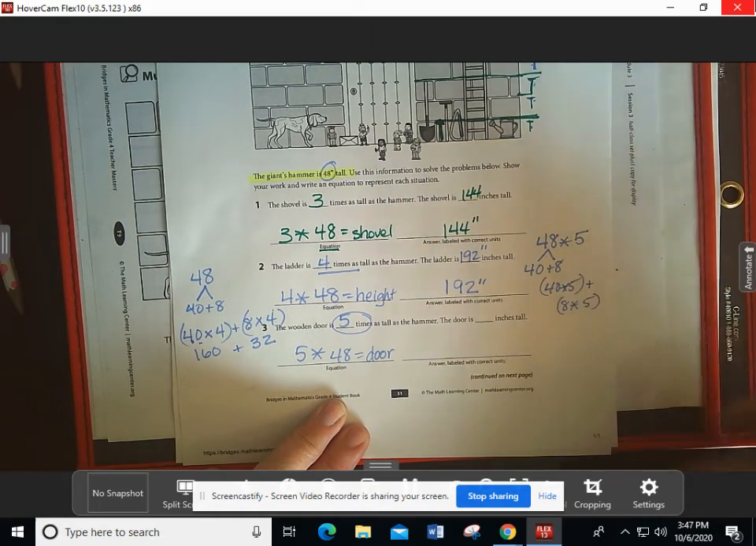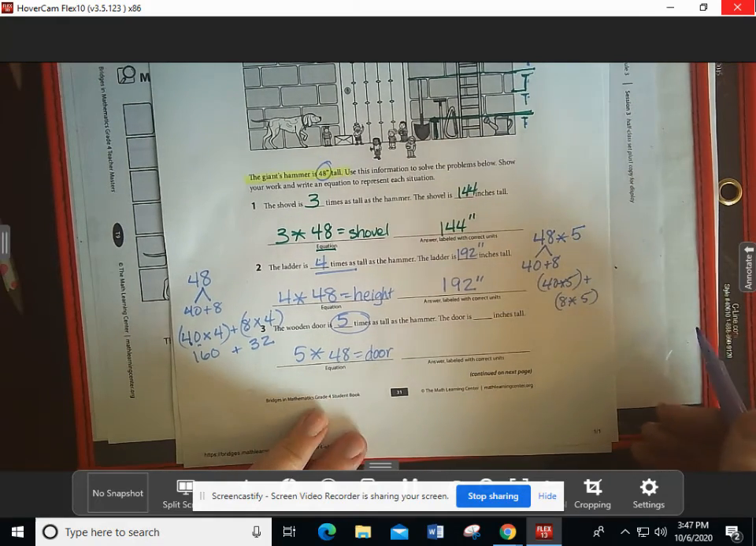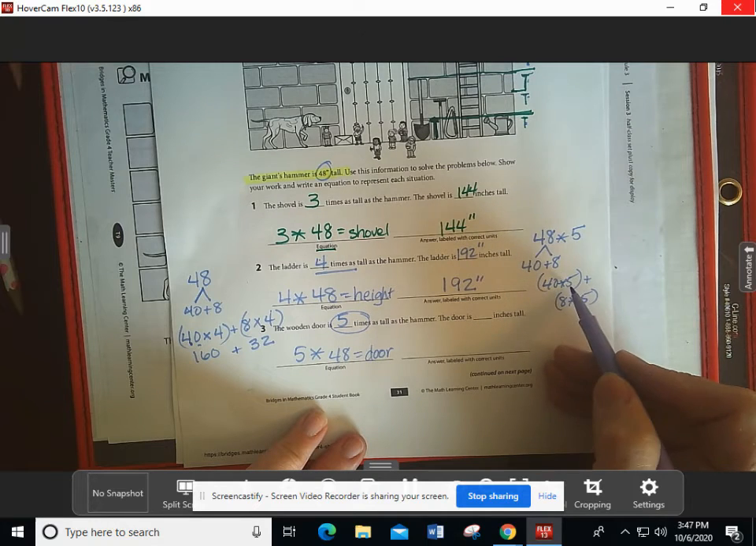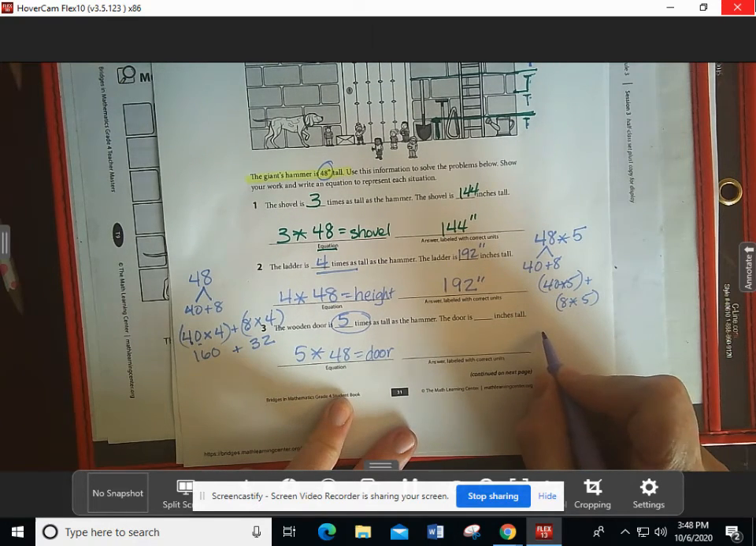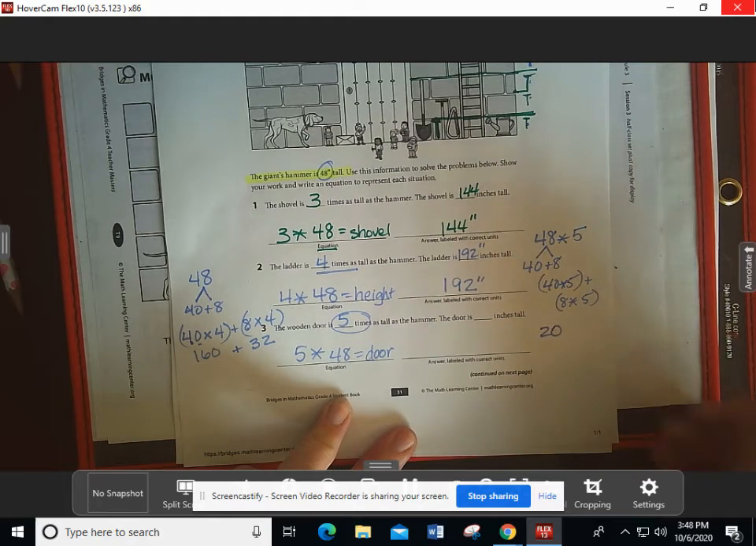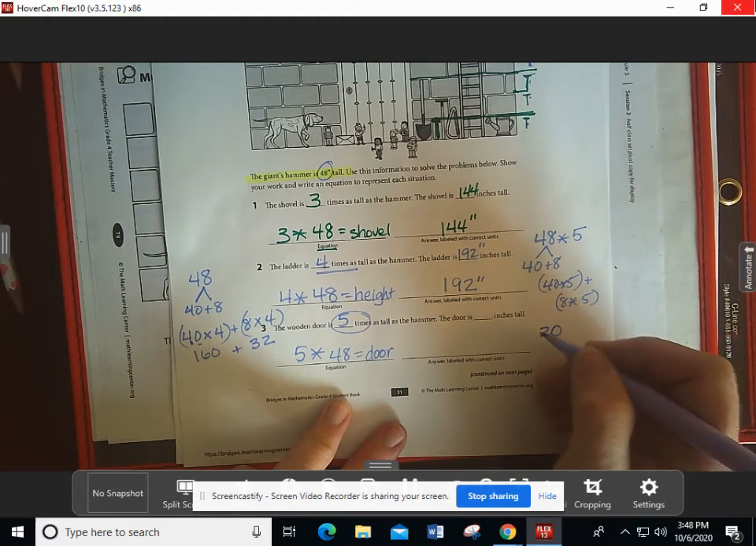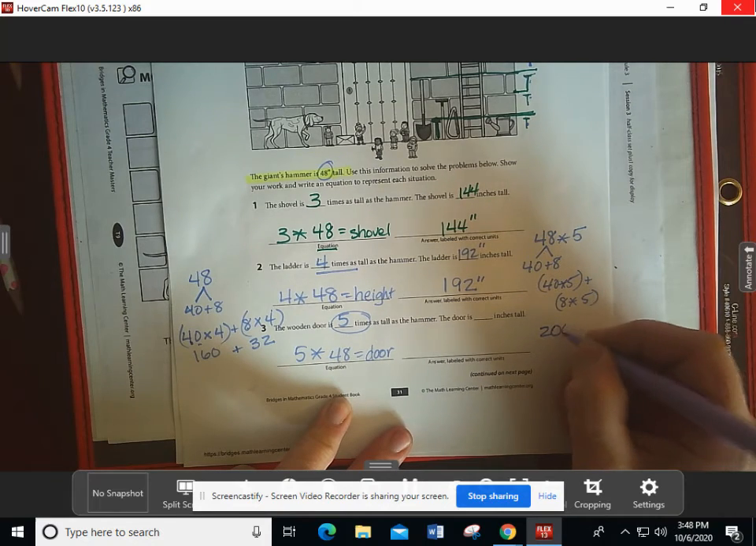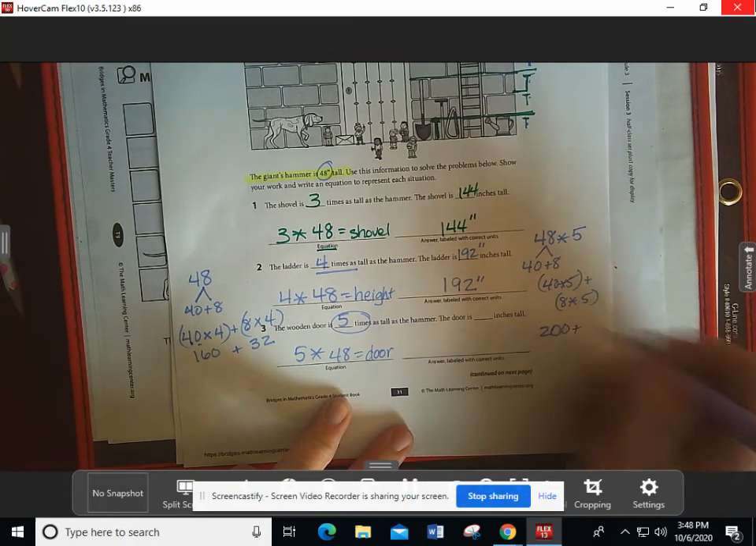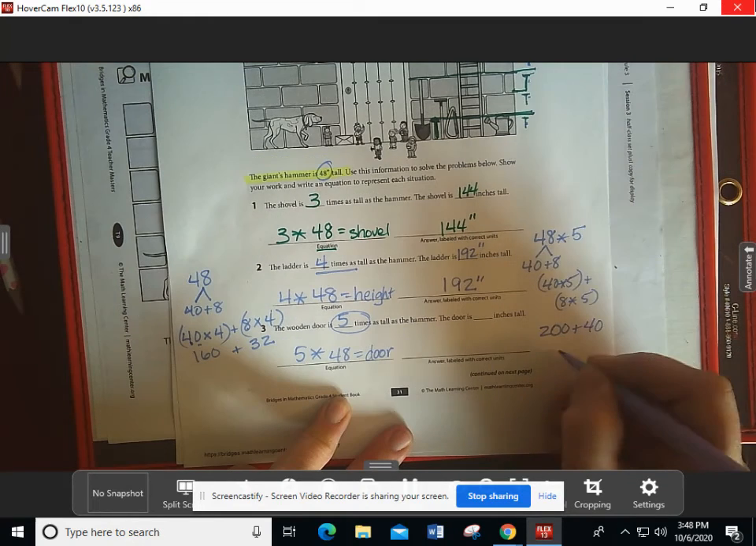So what is 40 times 5? Well, we know what 4 times 5 is. 4 times 5 equals 20. But remember, if you just add a 0, it's still 20. So it is 20 times 10, which gives us 200, plus 8 times 5. And I hope you know what that is. And now we add those two together for 240.